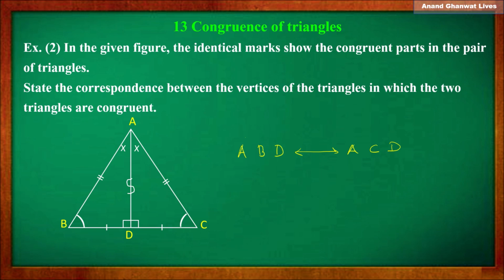So the one-to-one correspondence between these two congruent triangles is ABD one-to-one correspondence with ACD, or A with A, B with C, and D with D. So this is the correspondence between the vertices of congruent triangles. By this correspondence, the given two triangles, triangle ABD is congruent with triangle ACD. Okay. Now next.